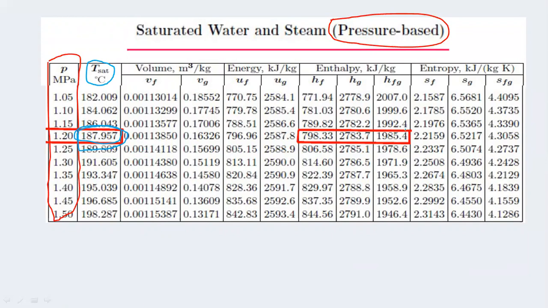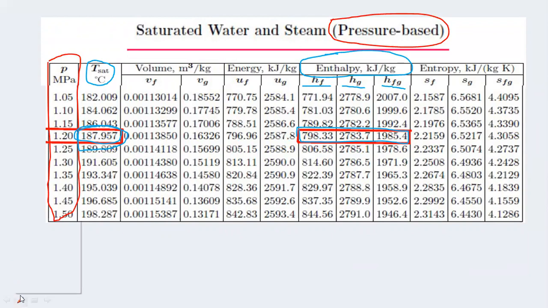Now, we need to find out the specific enthalpy as given to us in the question. If you observe carefully, I have already highlighted these things. This is the enthalpy column, and it has three sub columns: enthalpy of the fluid phase, Hf; enthalpy of the dry vapor phase, Hg; and the mixture of vapor and liquid, Hfg. These are the values we have to extract from the steam table: Hf as 798.33, Hg as 2783.7, Hfg as 1985.4. So when you are writing in your notes, you have to write: from the steam table at a pressure of 1.2 megapascal or 12 bar, these are the values extracted.